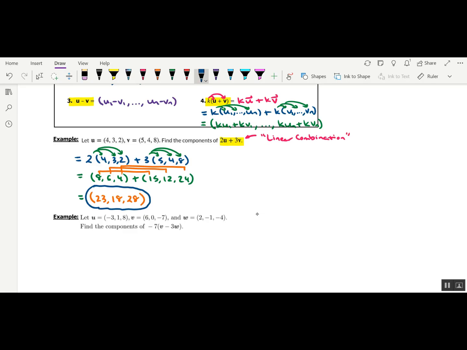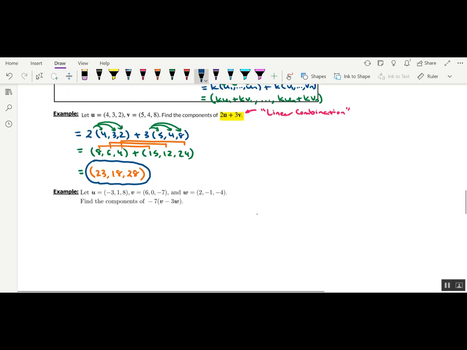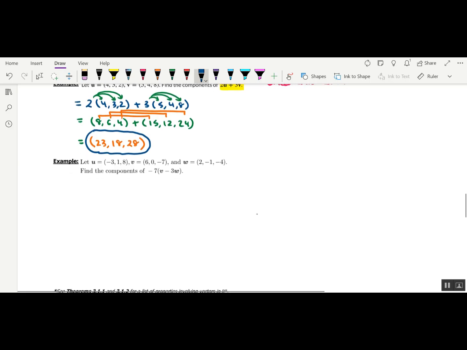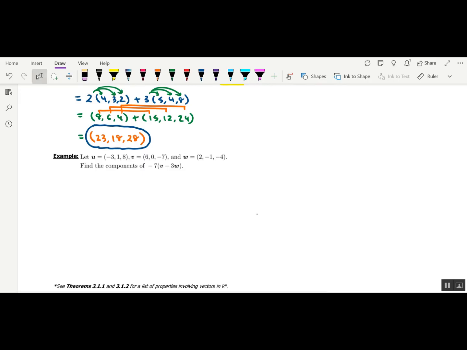Okay, so let's move on to the second example here. In this one, they give us 3 vectors. Vector u, a 3 space vector, components negative 3, 1, 8. Vector v, components 6, 0, negative 7. And vector w, components 2, negative 1, negative 4. And they want us to find the components of negative 7 times quantity vector v minus 3w.